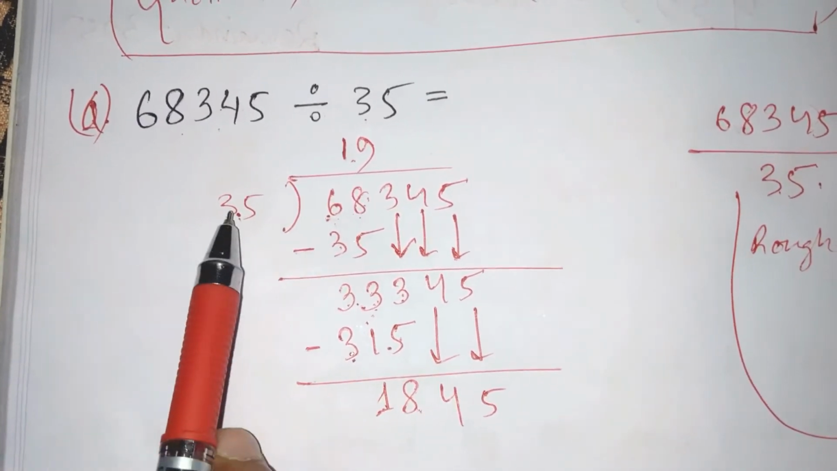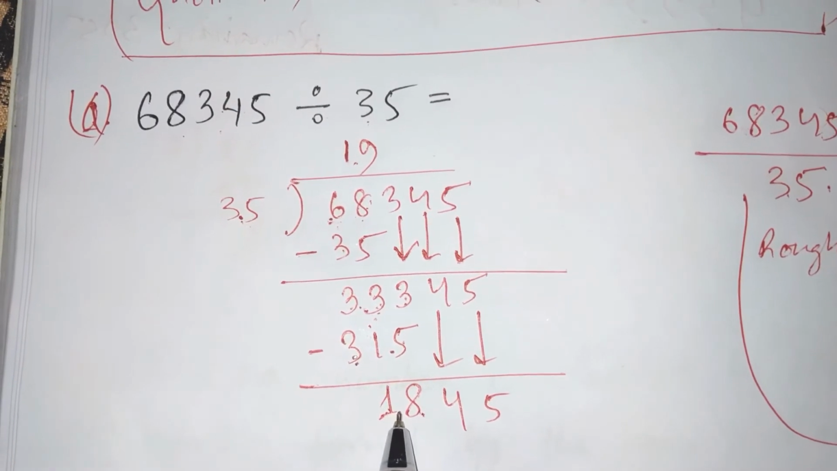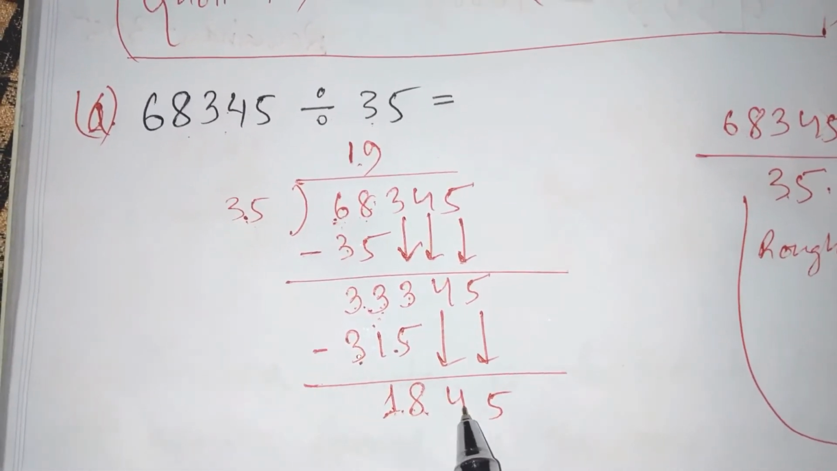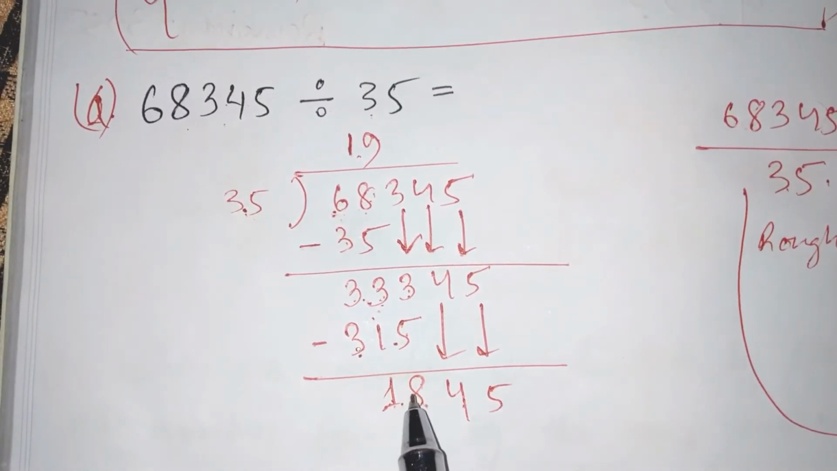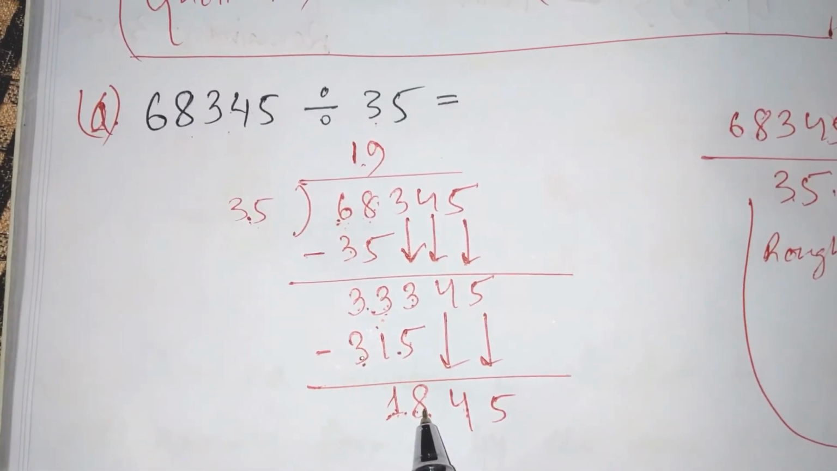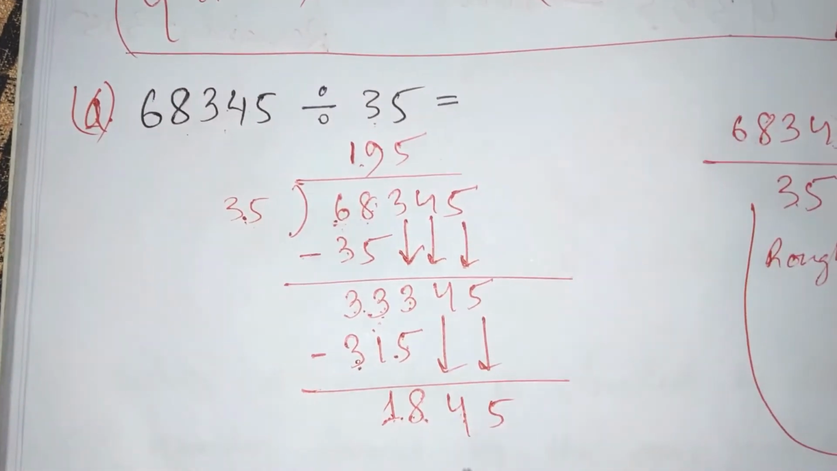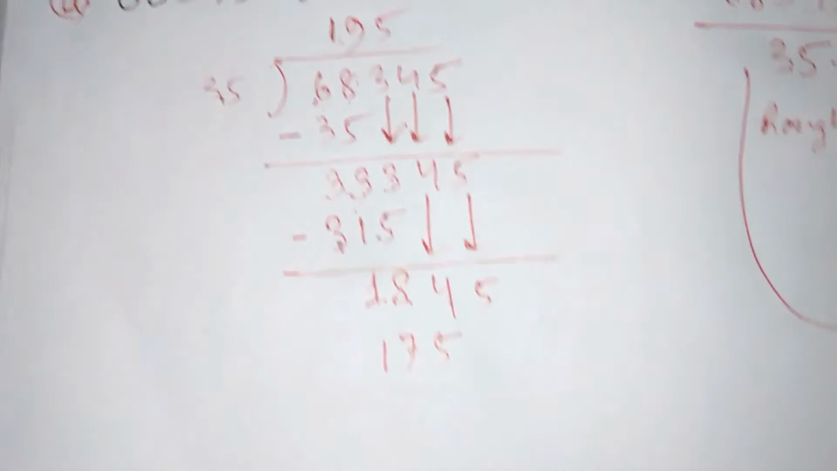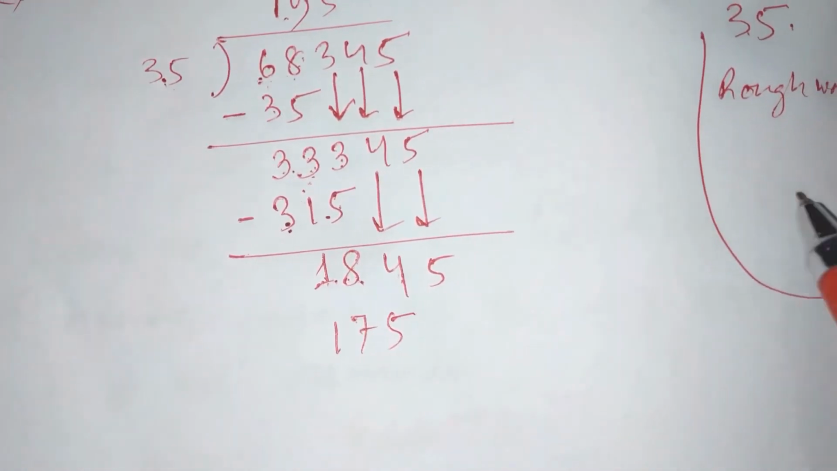So you have 35. So 35 is larger than 18. So what you need to do is add 4 here. So it is 184. So you need to multiply this 35 and find a number similar to 184 or smaller than 184. Okay, so if you multiply 35 by 5, then you will get 175. Okay, 175. So you can multiply this one on the extra side.